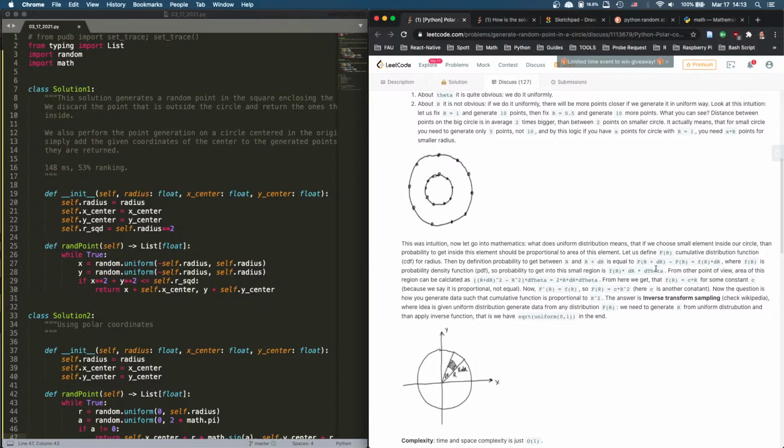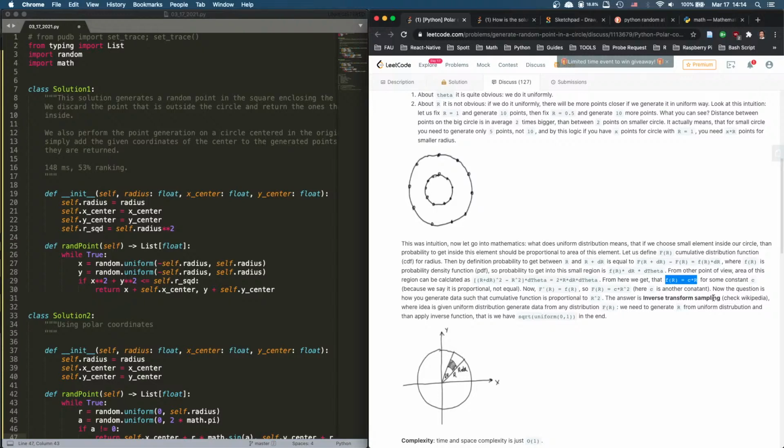Yes, that is a yes. From the point of view of area, the area of this region can be calculated as this d theta equals, okay, from here we get f, so we get the s. Oh, yeah, you do get it. You can get that it's increasing the probability, some constant c. Now this equals this, so this one equals this one.